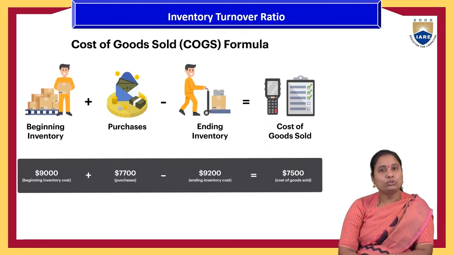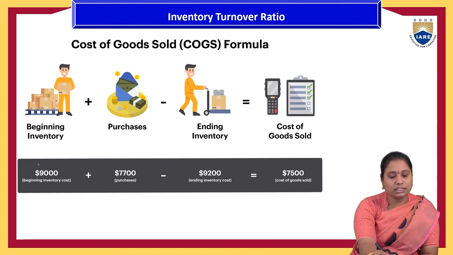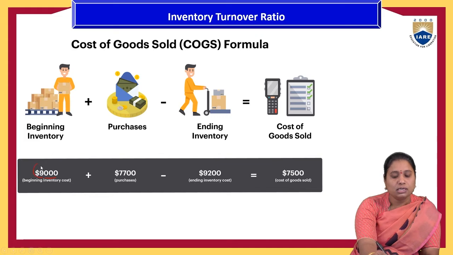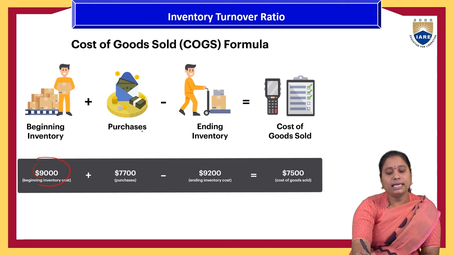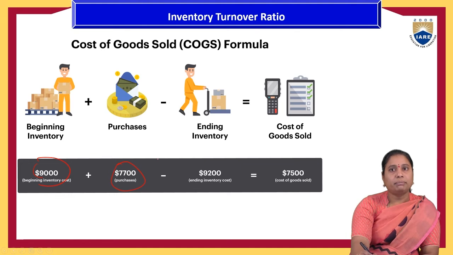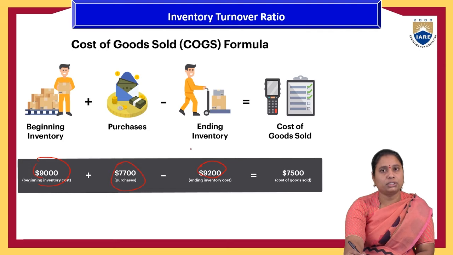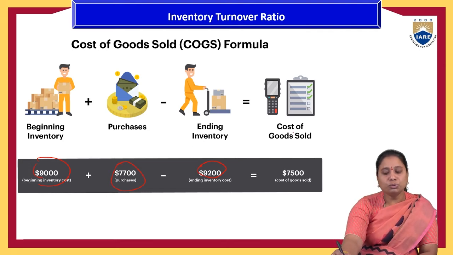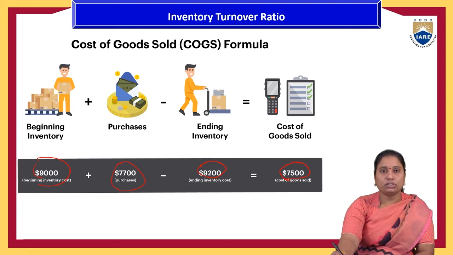Here, the cost of goods sold formula starts with beginning inventory. Let us say the beginning opening stock of that business is 9,000 worth of goods, and later they added purchases of 7,700 this year, and by the end of the year 9,200 worth of goods is left with the organization. Which means for the goods they have sold, they have spent only 7,500 worth of cost. So that is the formula for cost of goods sold.